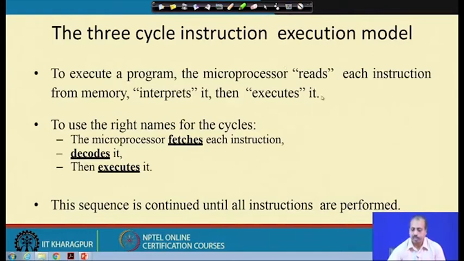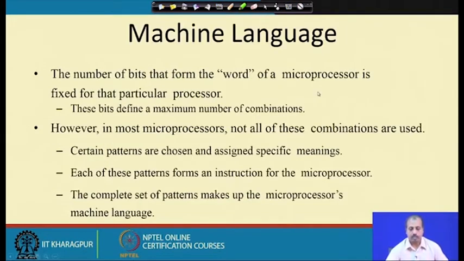Next, we will see how the program, like the binary program that we have talked about, can be written. So, how this can be developed. We will introduce the terminology called machine language. We are familiar with many programming languages like C, C++, Java, etc., but these languages are, to some extent, for human understanding.